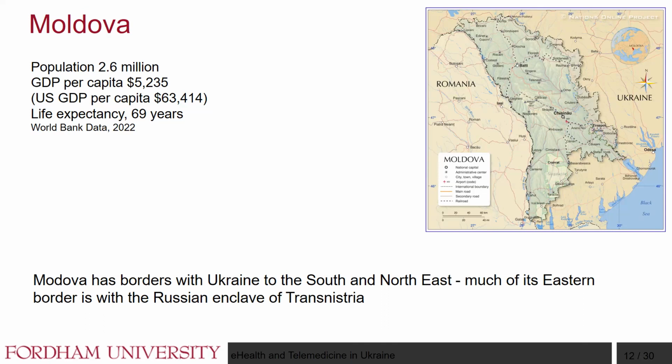Moldova GDP per capita is slightly higher than Ukraine, but I think that's actually a bit of a whatever it is, there's something else going on in the GDP per capita, because Moldova is a very poor country. Life expectancy is also a bit higher overall than Ukraine.